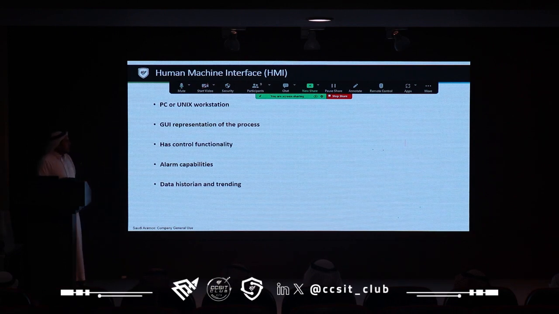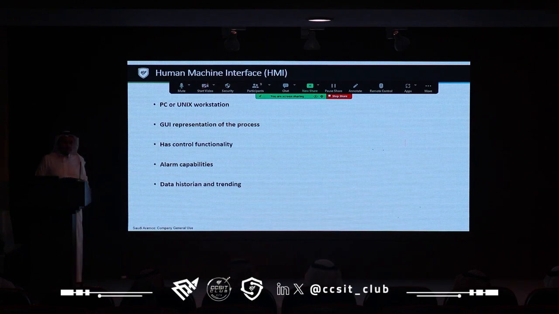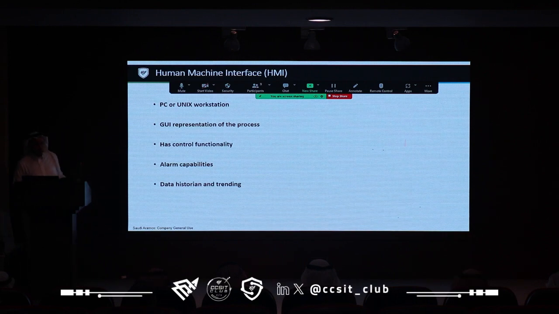This HMI will provide a graphical user interface representation for the process of the plants and show all the components inside the plant, physical devices, and the readings. It also has control functionality to open valve, close valve. Also, it will provide alarm capabilities for each component, with lighting and sound, and you can see it in the graphical interface. We'll give you an example in the next slide.